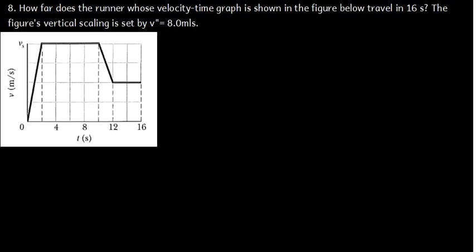So we have this. Here is our question 8. So the question is saying, how far does the learner whose velocity time graph is shown in the figure below travel in 16 seconds? The figure's vertical scaling is set by v is equal to 8 meters per second. So they are saying that the velocity at this point is 8 meters per second, meaning that if this part here is 8, meaning this part here is 4.